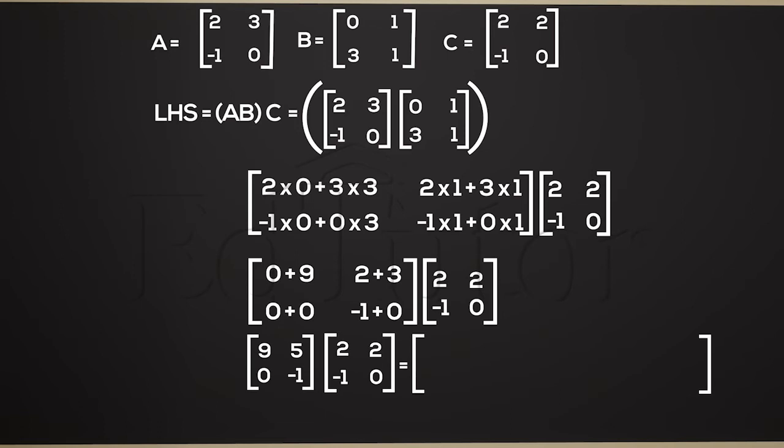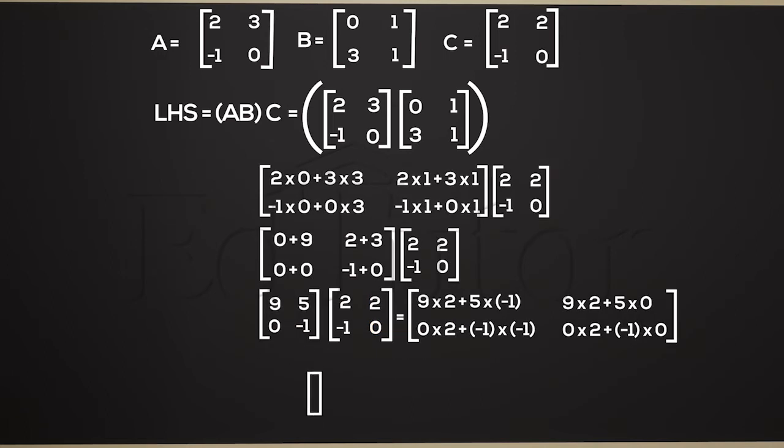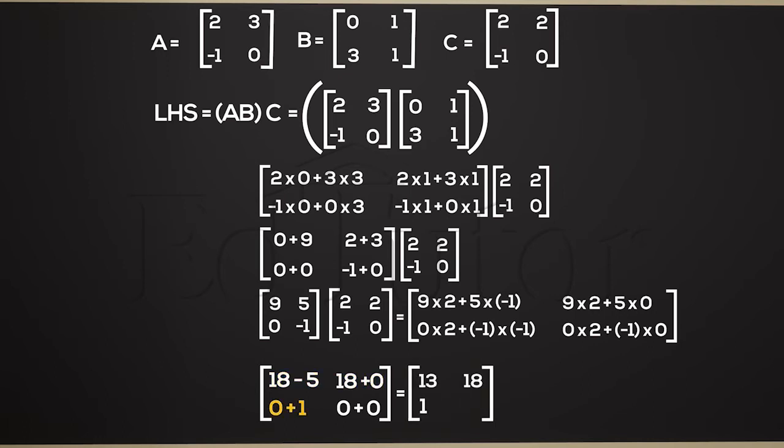Follow the same procedure. First row, first column has 9 into 2 plus 5 into -1. Then first row, second column, 9 into 2 plus 5 into 0. Then second row, first column, 0 into 2 plus -1 into -1. Then finally, second row, second column, 0 multiplied by 2 plus -1 into 0. Solve the rest and we have solved the left hand side, A into B times C: 13, 18, 1 and 0. Are you following me so far?